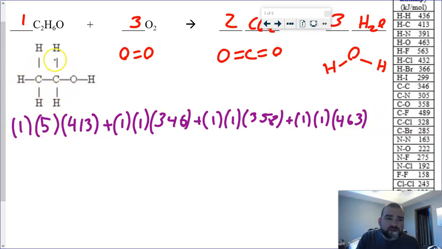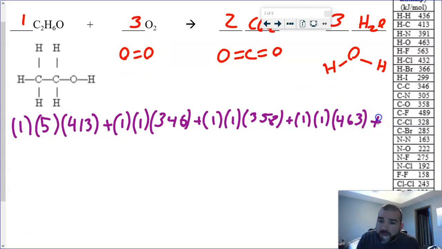Okay. We have accounted for every single bond in this molecule. We have 5 of the CH bonds. That's this first term. We have 1 of the CC bond. That's the second term. 1 of the CO bond. 1 of the OH bond. Every single bond has been accounted for in this molecule. Remember, these are the energy required to break these bonds. When you break bonds, you got to put energy in. We have one more reactant that we still need to account for. Different molecule, but we need to account for the oxygen double bond here in the other reactant.